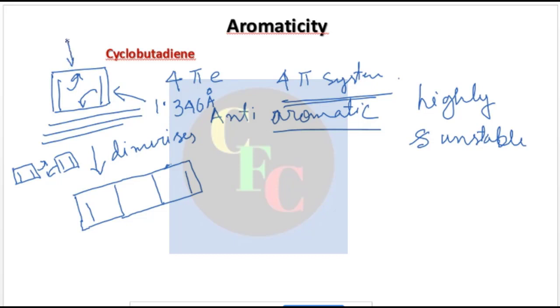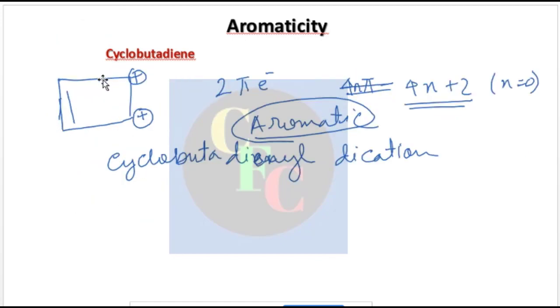And this one is a longer bond, similar to the single bond, right? So you clearly have 2 types of bond, carbon-carbon single and carbon-carbon double bond. So clearly it is not aromatic, right? So the cyclobutadiene dication is aromatic due to the presence of a 4n plus 2 pi system and an uninterrupted system.